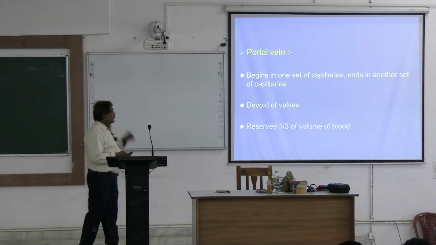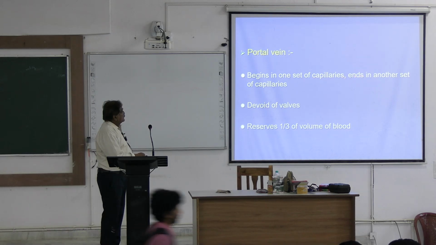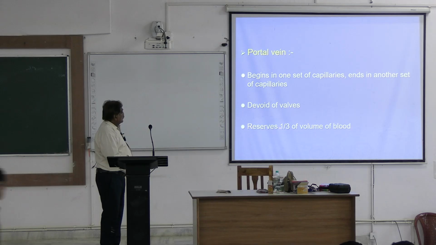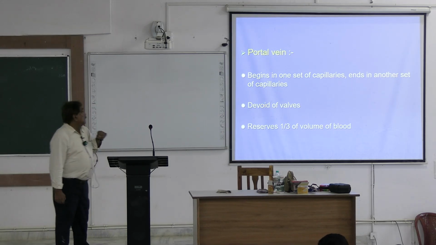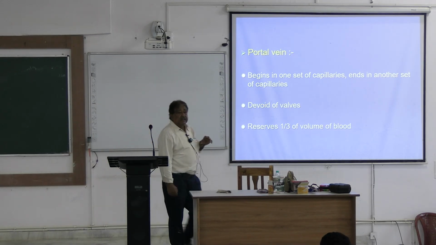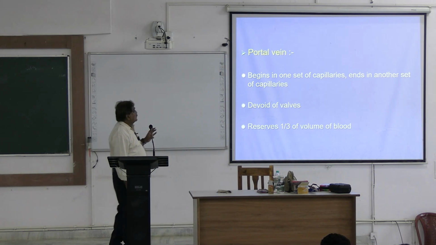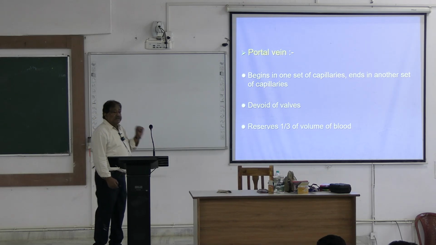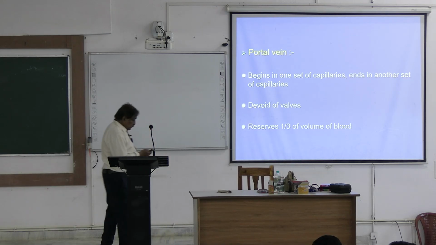A portal vein begins in one set of capillaries and ends in another set of capillaries. It is devoid of valves and reserves one third of the volume of blood. Please take note that if you have a short question on portal vein, this is one of the characteristic points you have to know. If you can mention this, you will get at least 1.5 marks. Okay?